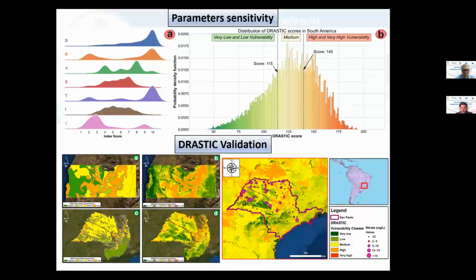After the DRASTIC realization, we also did a complete sensitivity analysis to evaluate the main impact of each parameter. You can see here in figure A that the main parameter that contributes to the higher vulnerability of the DRASTIC method is the depth to water table, which holds the maximum value concentrated between 8 and 10, followed by the recharge, also showing a bimodal variation, because the recharge has a heterogeneous spatial distribution on the whole continent, and the topography that influences the whole assessment a lot.